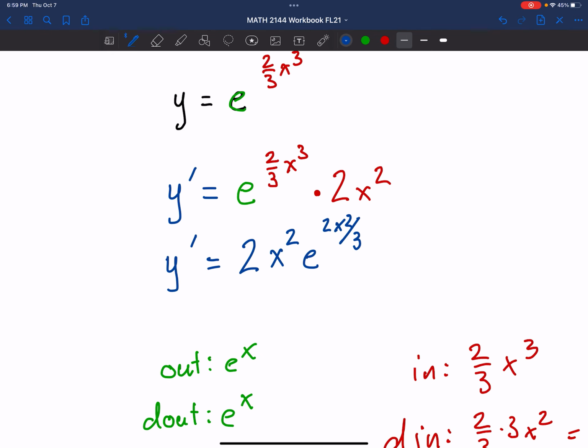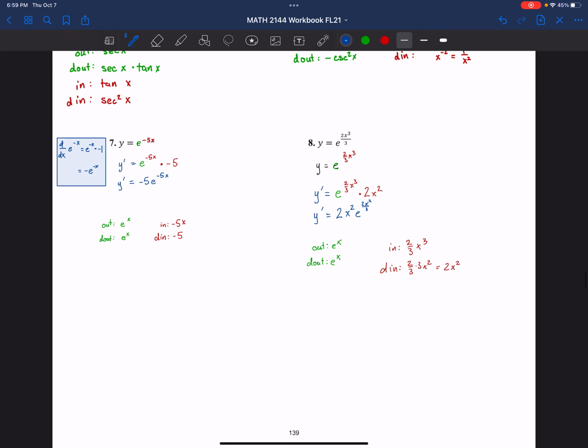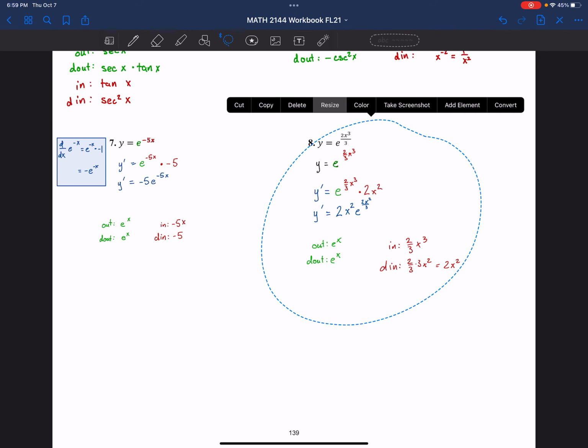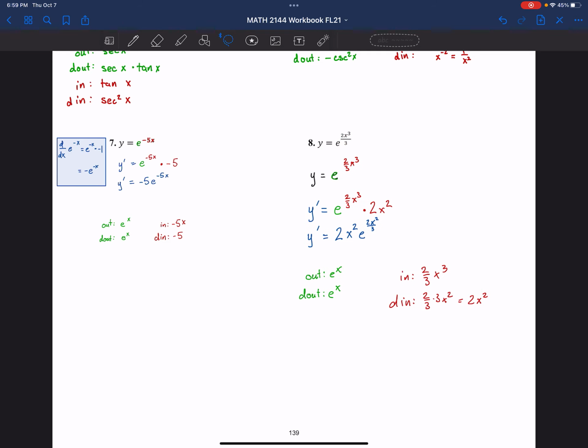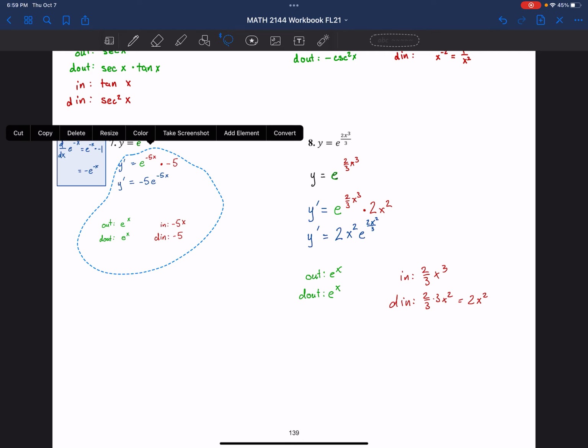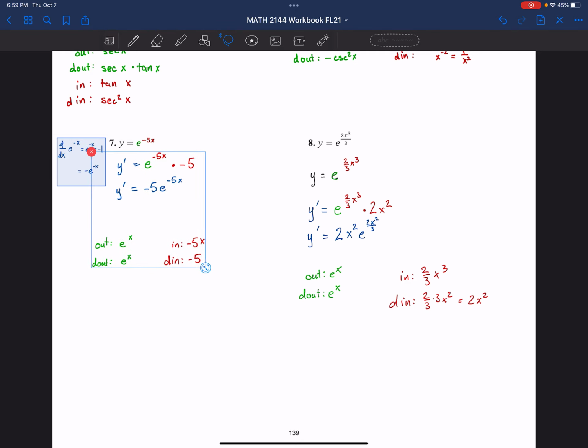I'm getting a little bit small in my writing here, so I'll go ahead and adjust that. So resize, and that's better. And let's also do the same thing over here, just to make it a little bit easier to read later.